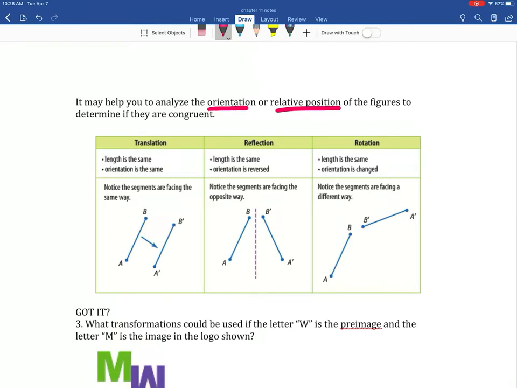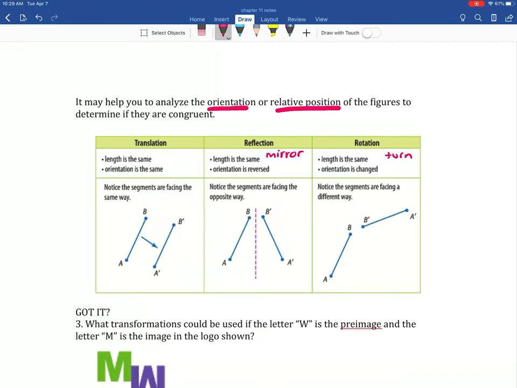Remember, a translation, the length is the same and the orientation is the same. A reflection, the length is the same, but the orientation is reversed. When you look at yourself in the mirror, everything that's actually on the left is on the right. Everything that is actually on the right is on the left. It's a mirror image of each other. That's why we call it a mirror image, so the orientation is changed. In a rotation, again, the length is the same, but the orientation is changed because you are turning something. So with a reflection, think of a mirror. And with a rotation, think of turning something.